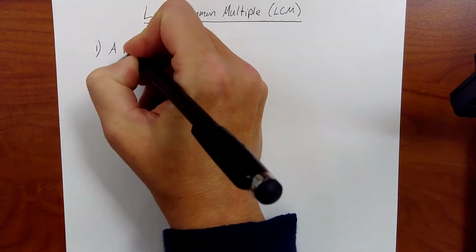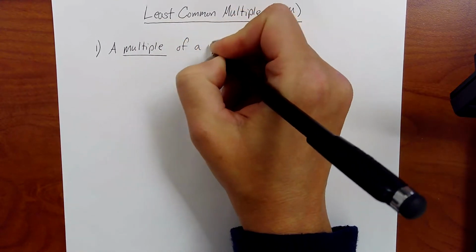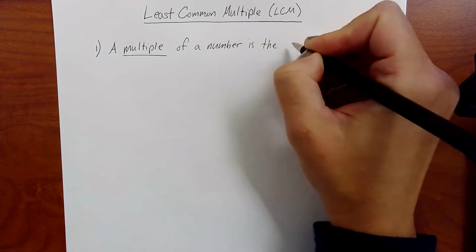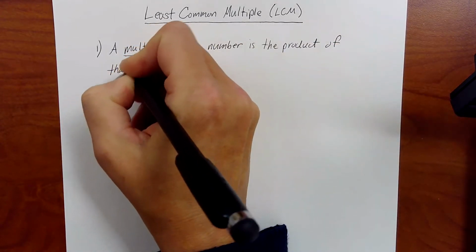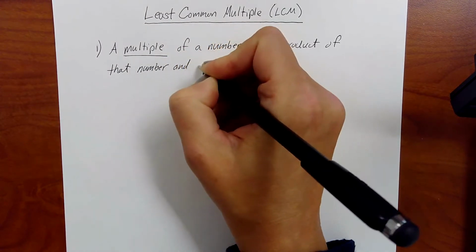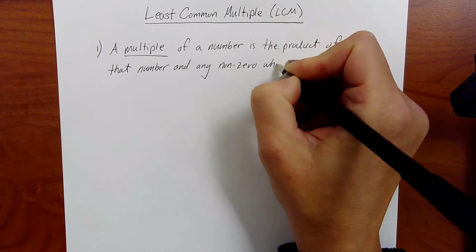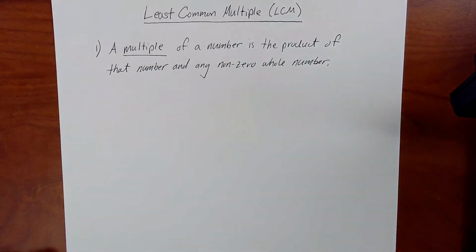A multiple of a number is the product of that number and any non-zero, so it can't be zero, whole number. Okay, a multiple of a number is the product of that number and any non-zero whole number.